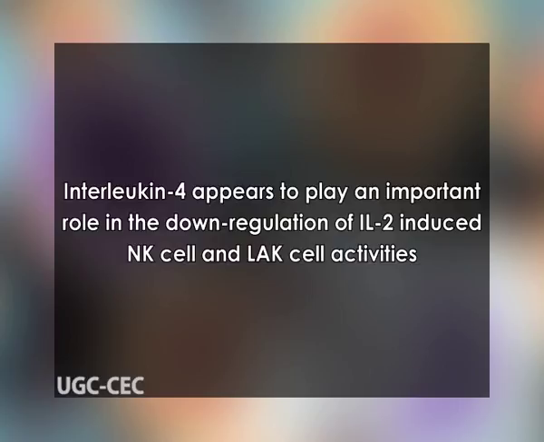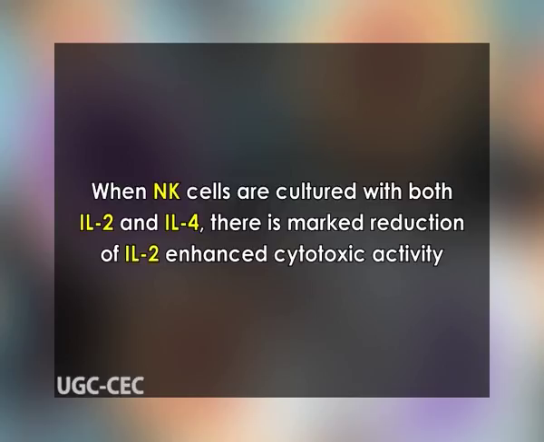Interleukin 4 appears to play an important role in the downregulation of interleukin 2 induced natural killer cell and LAK cell activities. Incubation of natural killer cells with recombinant interleukin 2 results in activation and proliferation, leading to increased tumor cytotoxicity. When natural killer cells are cultured with both interleukin 2 and interleukin 4, there is marked reduction of interleukin 2 enhanced cytotoxic activity.